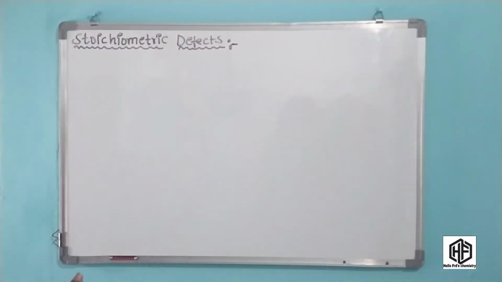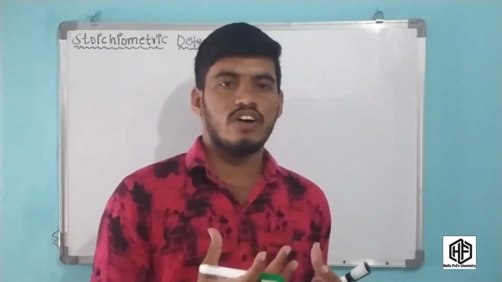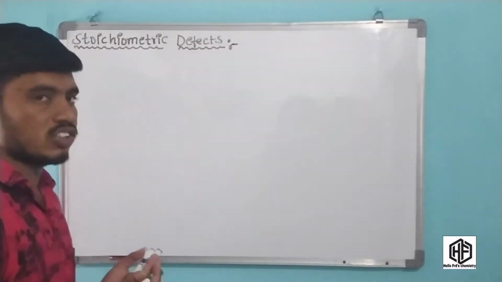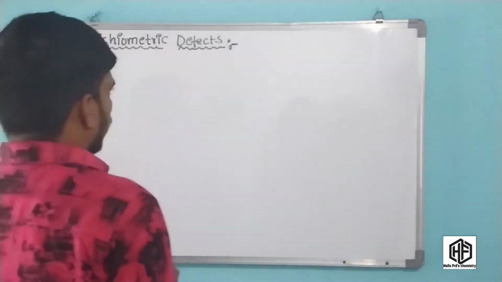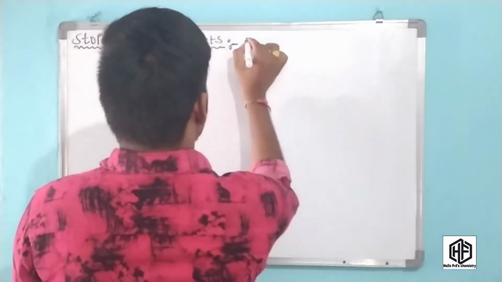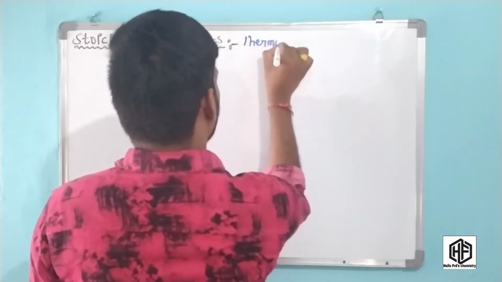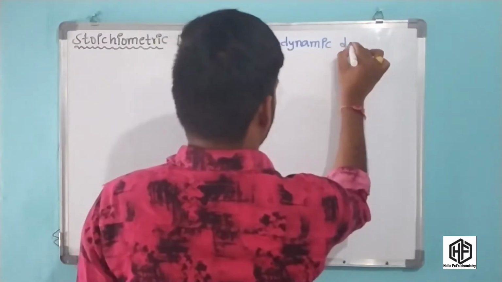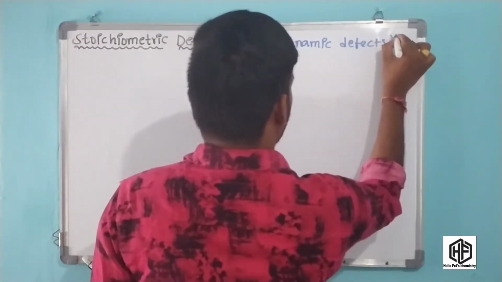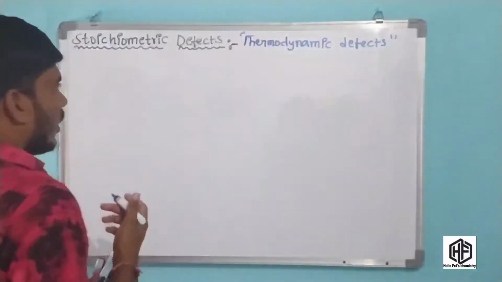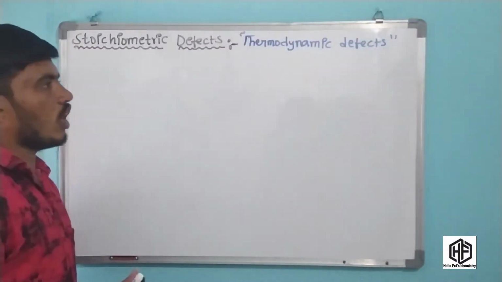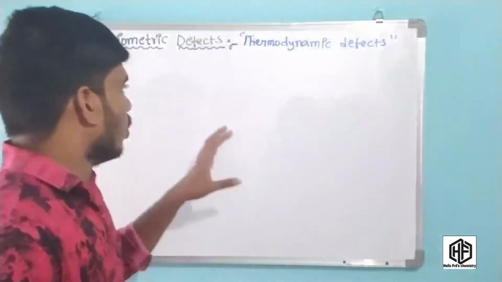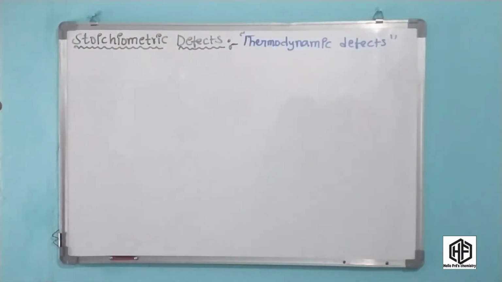Stoichiometric defects maintain the ratio of the stoichiometric coefficients, and they are also called thermodynamic defects. All defects are thermodynamic defects. It means when temperature increases, the defect changes. The defect varies with the temperature, so this is also called a thermodynamic defect.